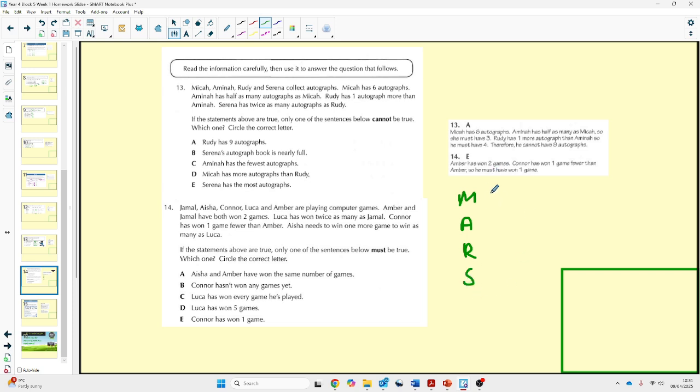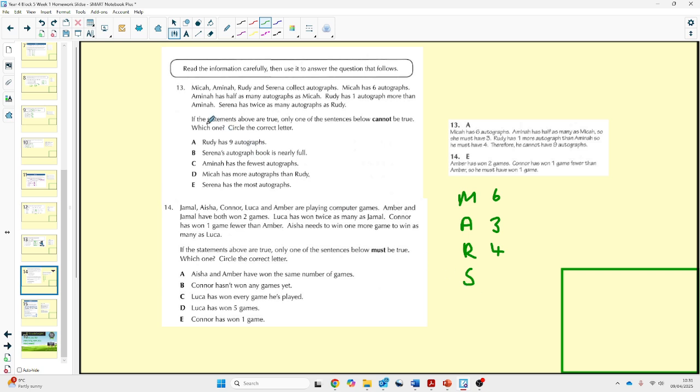So the M, we know that, and we've been given that information. So we know he has 6. Amelia has half as many, so we know that she has 3. And then Rudy has 1 more autograph than Amelia, so we know Rudy's got 4. Therefore, he cannot have 9. So the only person that we're not really told about is Serena, so we can't really work that one out.